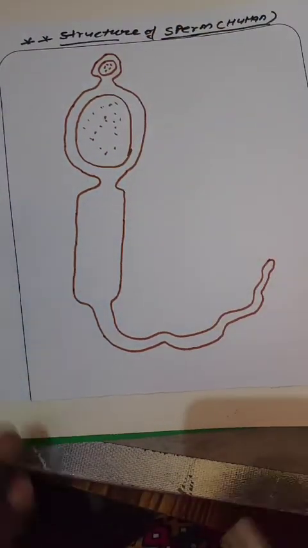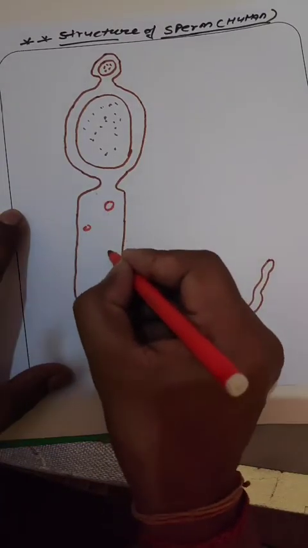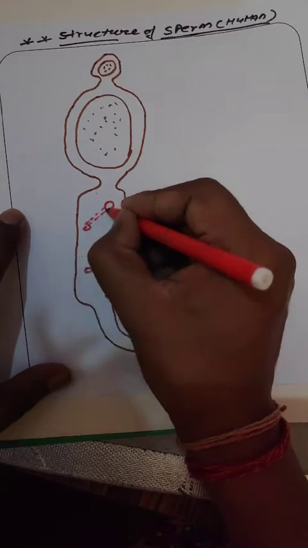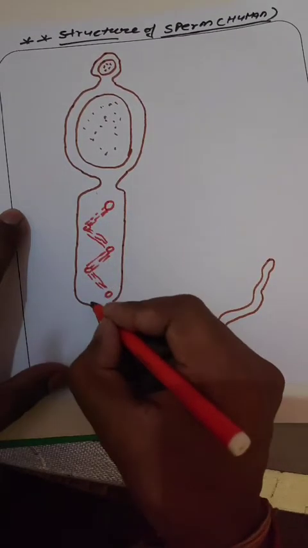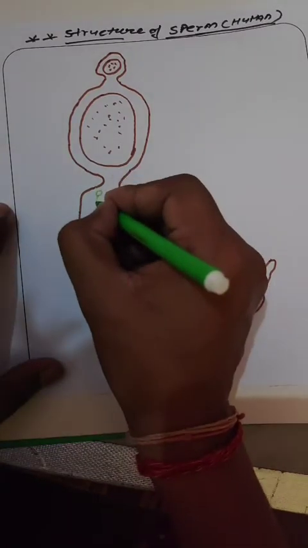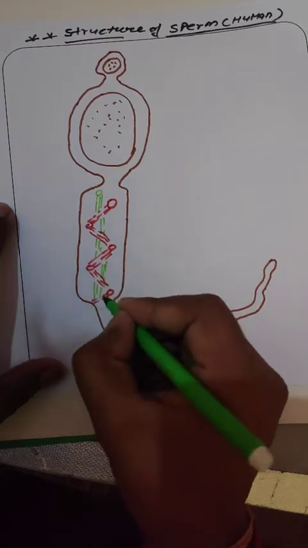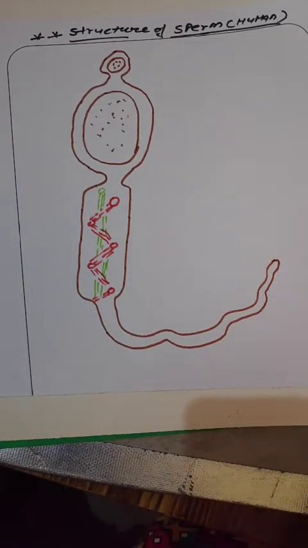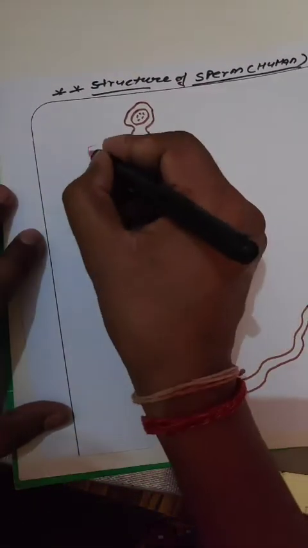This one is the acrosome, and now back to the components of the middle piece. The component of the middle piece you can see in red color is actually the mitochondria, which is responsible for the energy of the sperm. Now back to the next important part of the middle piece. This one is the centriole. The green color structure in the middle piece is actually the centriole. Now back to the labeling of the sperm cell.